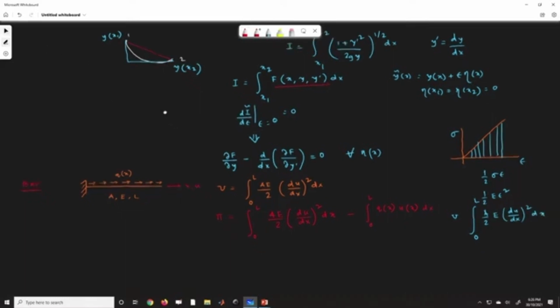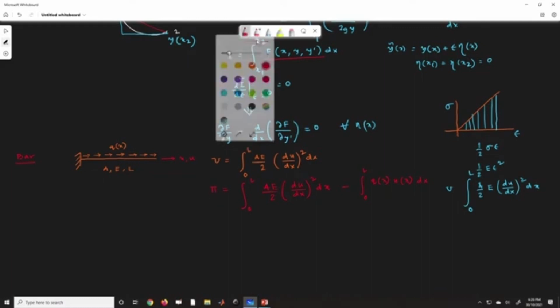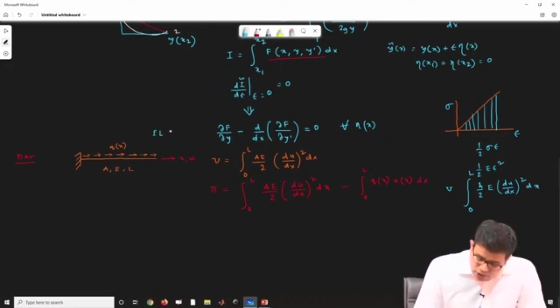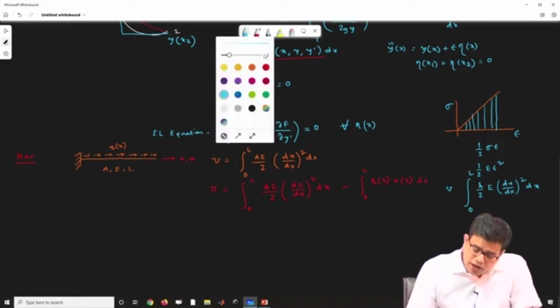So suppose this is my phi, then if I just write its Euler-Lagrange equation, so this is known as Euler-Lagrange equation, that in the last class we have found out. This is the Euler-Lagrange equation. Now this Euler-Lagrange equation for the bar case, how can we find it out?